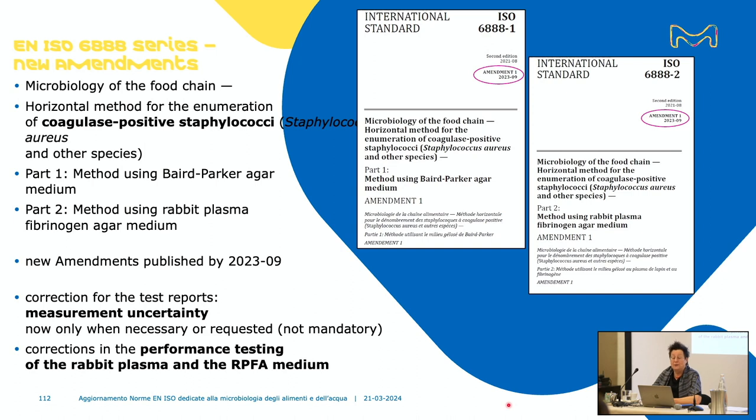Then we have also two amendments for the coagulase positive staphylococci standard, Staphylococcus aureus, for the part one, method using Baird Parker agar, and part two, method using rabbit plasma fibrinogen agar. These new amendments were corrections. Both were published in September last year. Corrections for the performance testing of the rabbit plasma and RPFA medium mainly, and also it was written in the test report of the standard that it is mandatory to give the measurement uncertainty. But especially in Germany, for example, we had a lot of discussions. Not all test reports require measurement uncertainty. So now it is corrected: only when necessary or requested, and it's not mandatory. And this will be also in all new standards for the future.